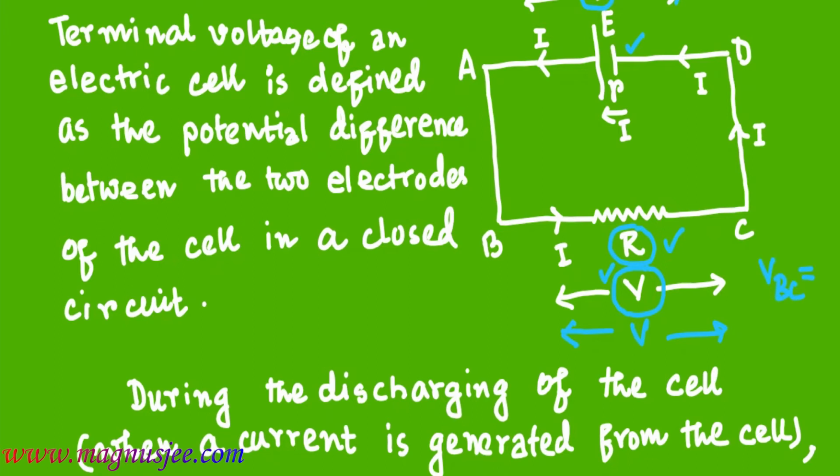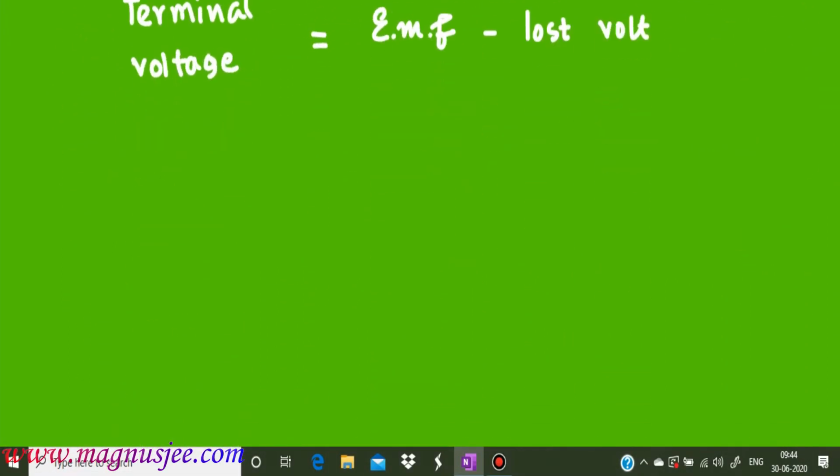In this case, VBC, the potential difference between the two points B and C, will be equal to VAD, the potential difference between the two points A and D containing the cell. Because the cell is connected in parallel combination with the resistance R, that's why VBC will be equal to VAD. That's why potential difference across the resistance R will be same as the terminal voltage of the cell.